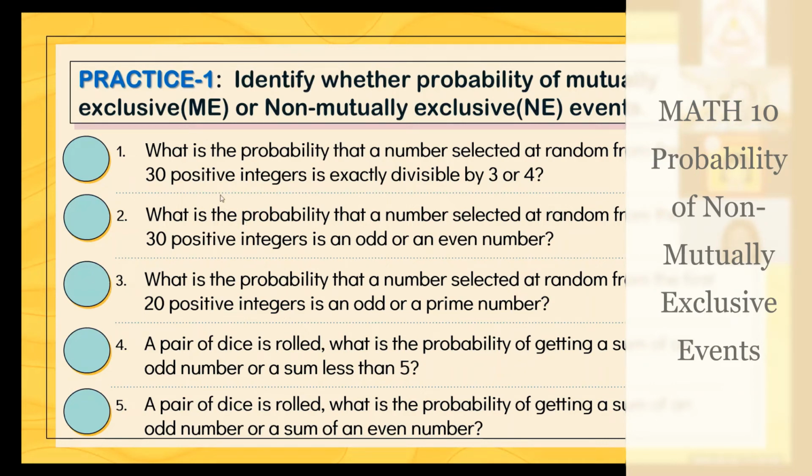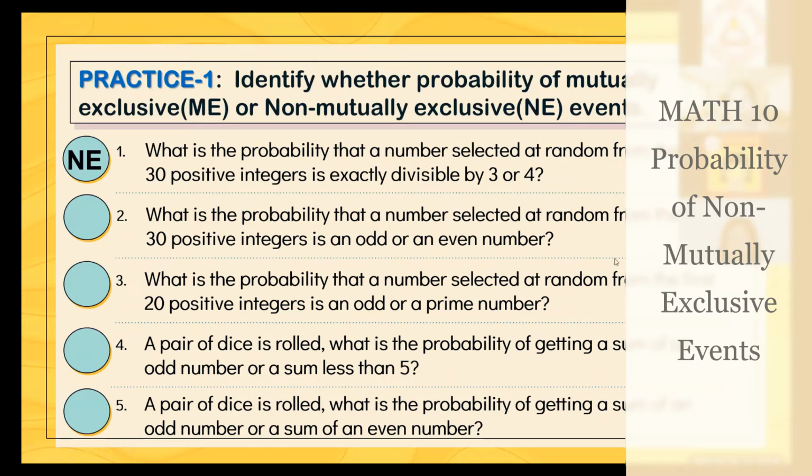Okay, check your answers now. Number 1, non-mutually exclusive because we can have common na exactly divisible by 5. Pag 1 to first 30 positive integers, we can have 12, diba? So may common. Once naisip nyo na may common, so it's non-mutually exclusive. 12 is divisible by 3 or 4. 12, pwede. Ano pa? I think yun lang. At least may isa, no?